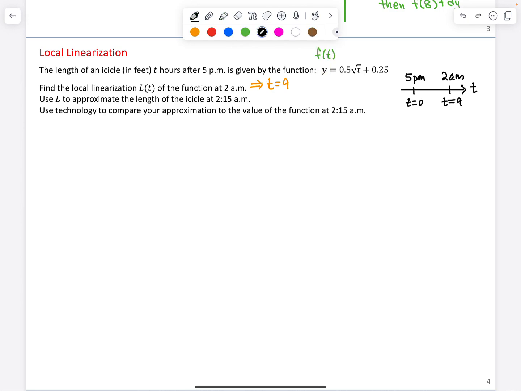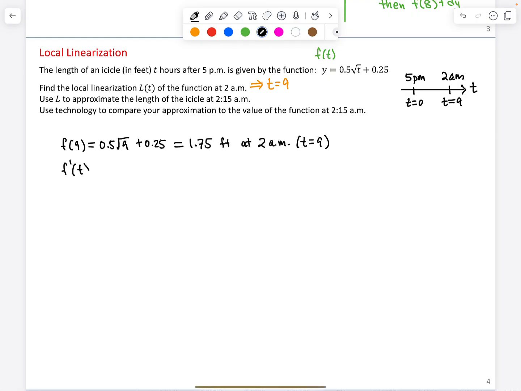So at 2 a.m., the length of the icicle is given by f of 9. Plug 9 in, so we have 0.5 times square root of 9 plus 0.25. Square root of 9 is 3, times 0.5 is 1.5, and add 0.25 to that, and we get 1.75. Now the interpretation of this number: it's the length of the icicle in feet. This is how long the icicle is at 2 a.m., in other words, when t is 9.